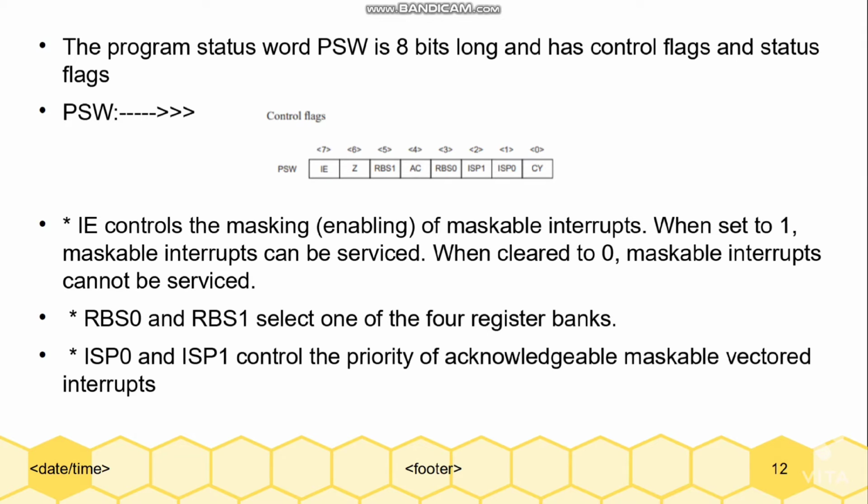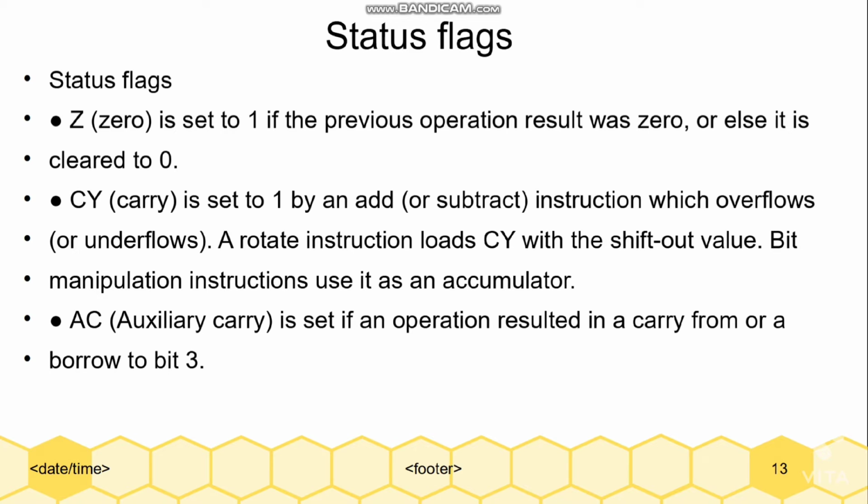Then bit 5 and bit 3 are RBS0 and RBS1. We have discussed previously that 2 bits are required for mapping the 4 banks, right? So those are those 2 bits. And ISP0 and ISP1 control the priority of acknowledgeable interrupts. And the Z flag contains the zero flag. It is set to 1 if the previous operation result was 0, or else it will be cleared to 0.